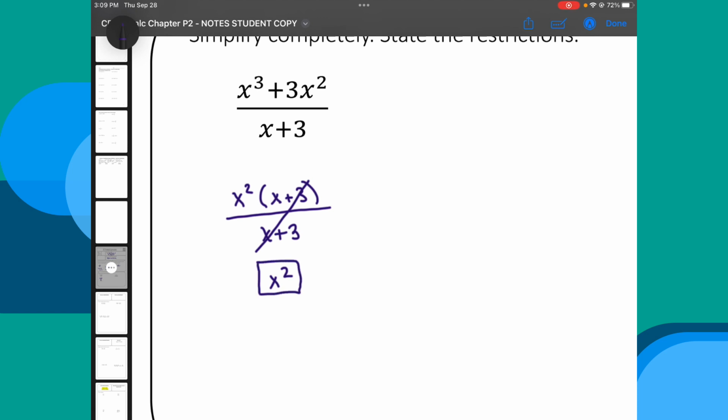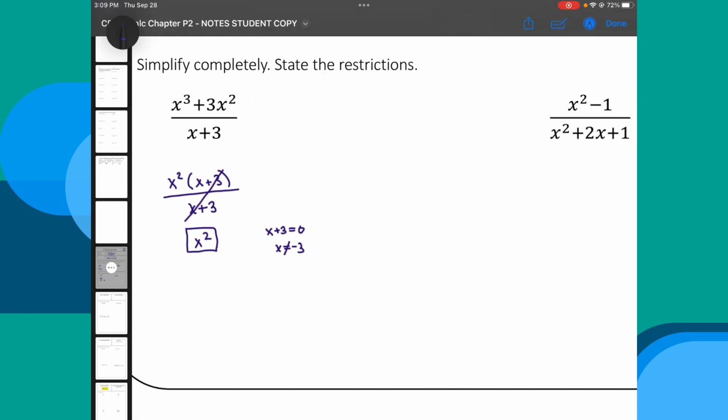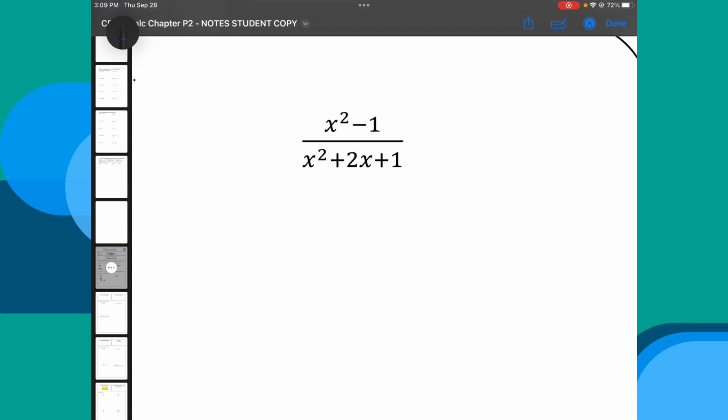In order to state my restrictions, I'm going to take that denominator, set it equal to 0 and solve. So I get x is equal to -3. If I plug -3 into the denominator, I'm going to get 0. So the restriction is that x cannot equal -3. I'll show you another example.